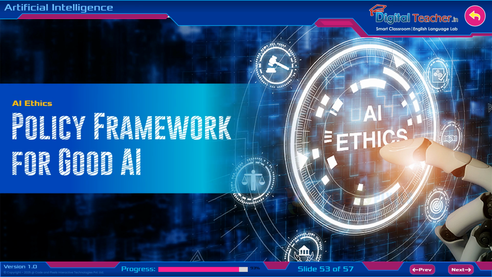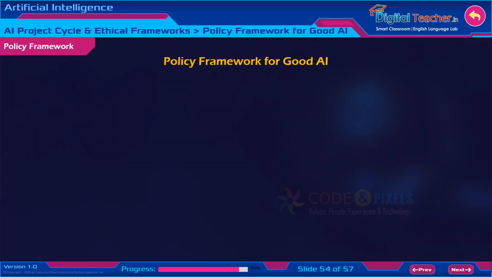Policy framework for good artificial intelligence. Governments worldwide are establishing artificial intelligence policies to maximize benefits and reduce risks. Some key points for effective artificial intelligence policies include: update human rights policies to ensure privacy and freedom.